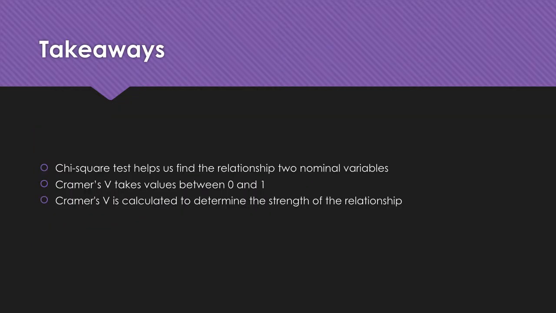After completing this exercise, the major takeaways were that the chi-square test helps us to find the relationship between two nominal groups. Cramér's V takes values between 0 and 1, and it's used to determine the strength of a relationship. So this is my presentation today. I will be completing it here.